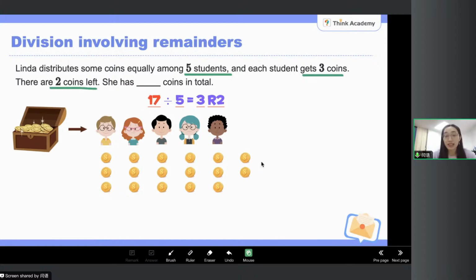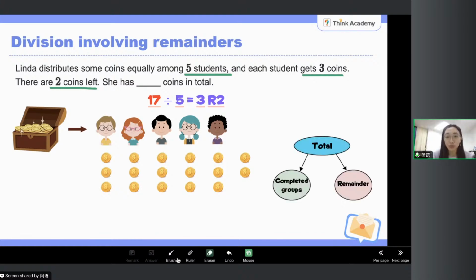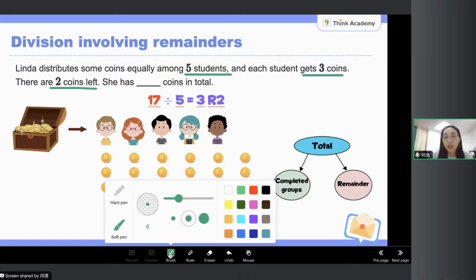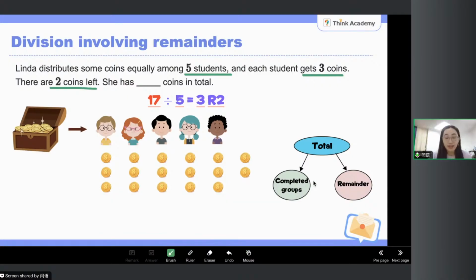This example is not that hard, but here, everyone, I want to show you the relationship between the total, remainder, and the complete groups. So here, if you want to take some notes, maybe you can just draw out the 3 circles. On the top, we put it as the total. And then for the left side, we call it as completed groups. And for the right side, we call it as remainder. So actually, you see that from this diagram, you can get the relationship between these 3 parts directly. How can we get the total? That is completed part plus remainder. Then you will get the total.